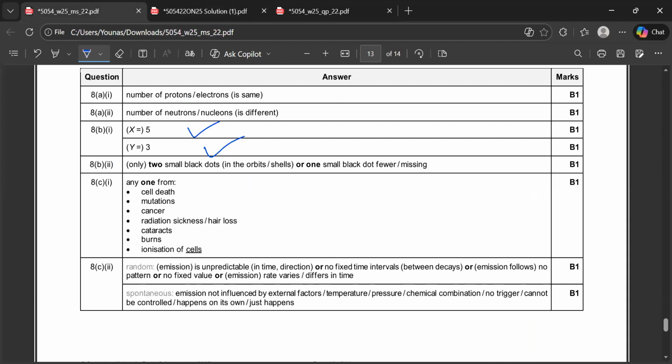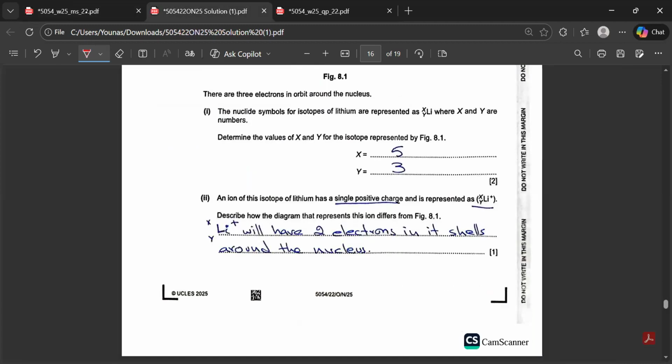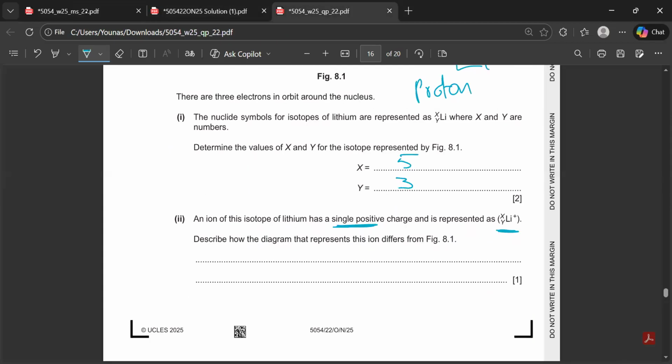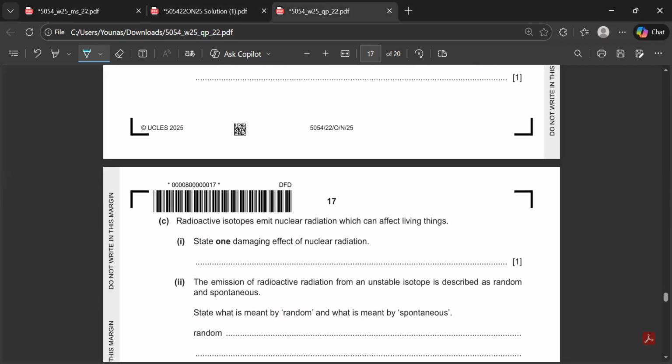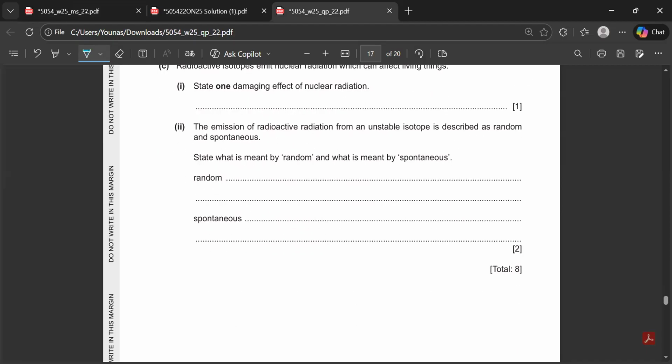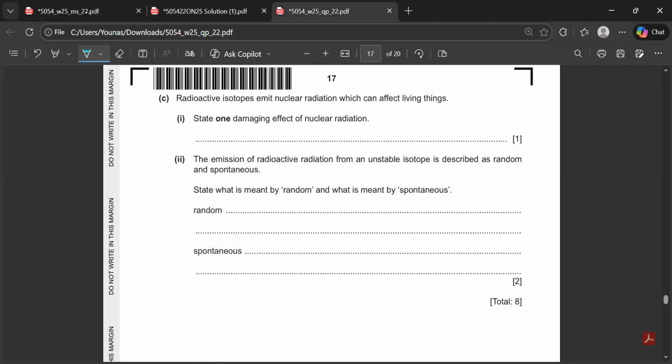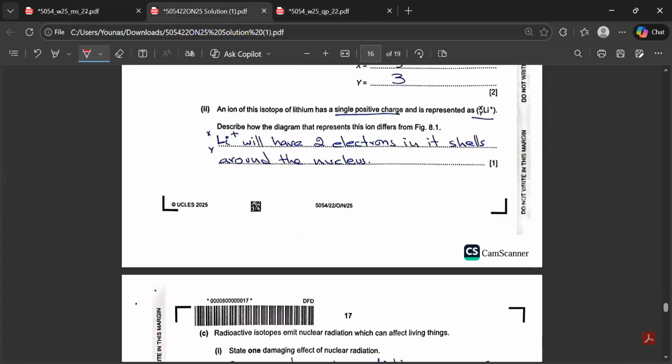Okay, so then the question is question number 8, C part. He says a radioactive isotope emits nuclear radiation which can affect living things. State one damaging effect of the nuclear radiation. You say it can cause skin burns, it can cause mutation of the cells, it can cause cancer. That's a straightforward question.